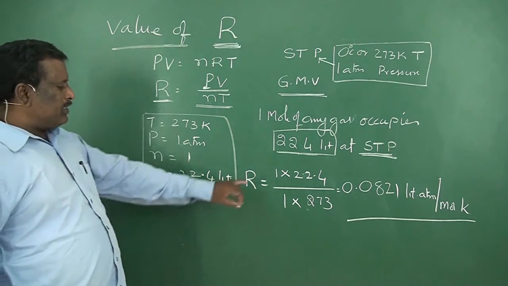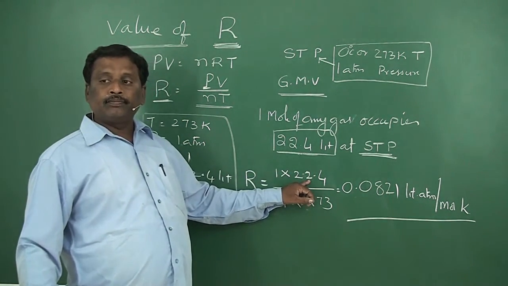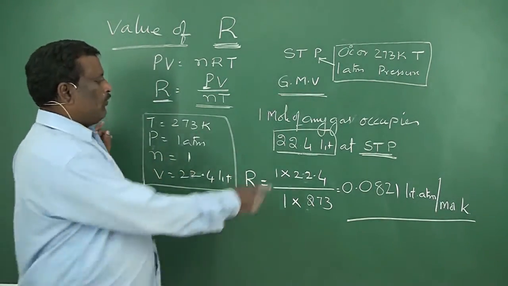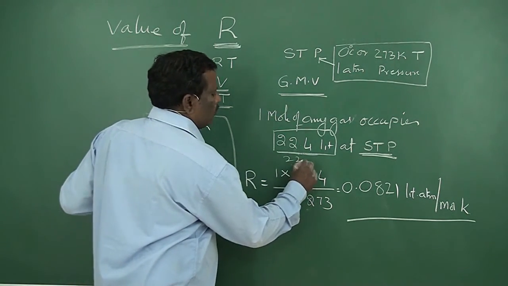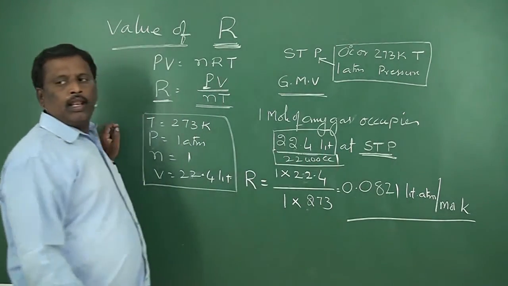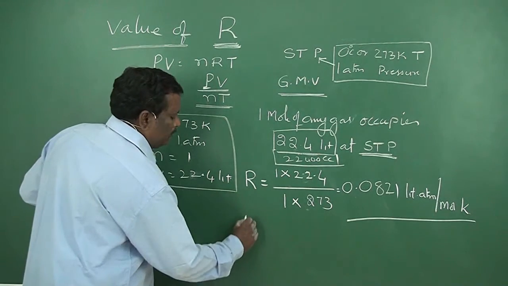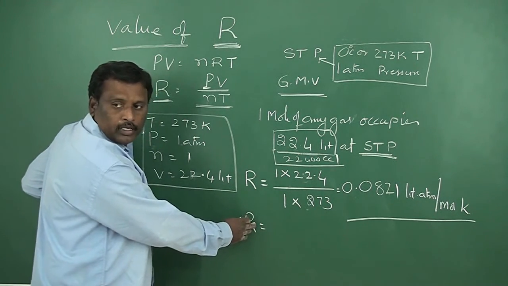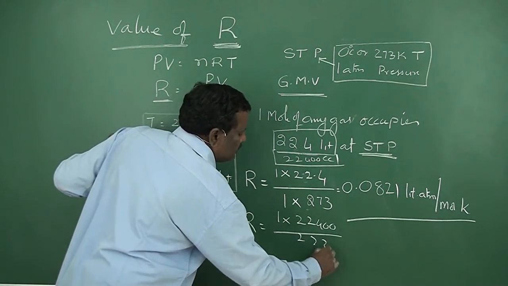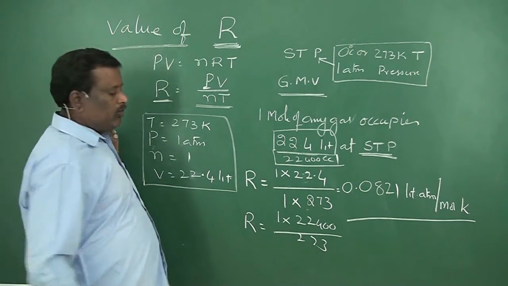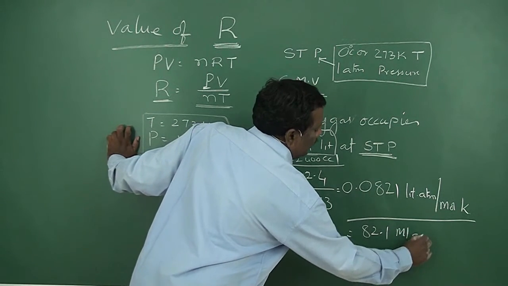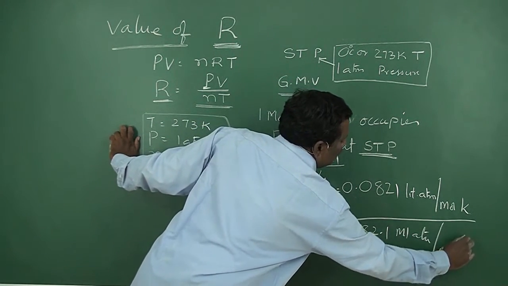Now, if you express this volume in milliliters, then at NTP conditions, it occupies 22.4 liters. The same volume will be 22,400 cc or ml. So then R value will become 1 into 22,400 by 273. That will be equal to 82.1 milliliter atmospheres per mole K.